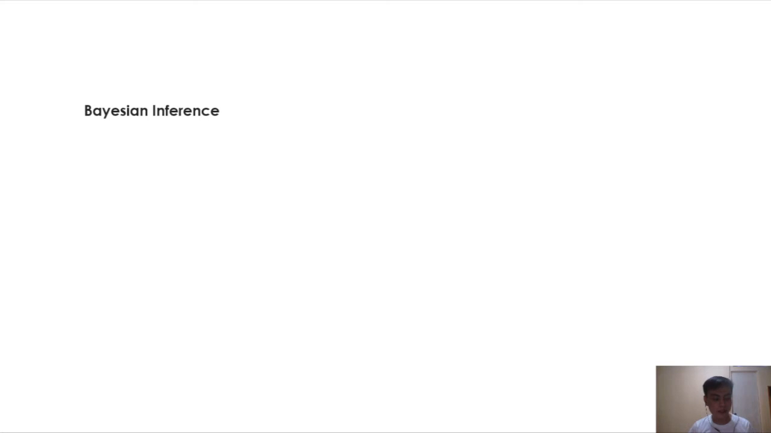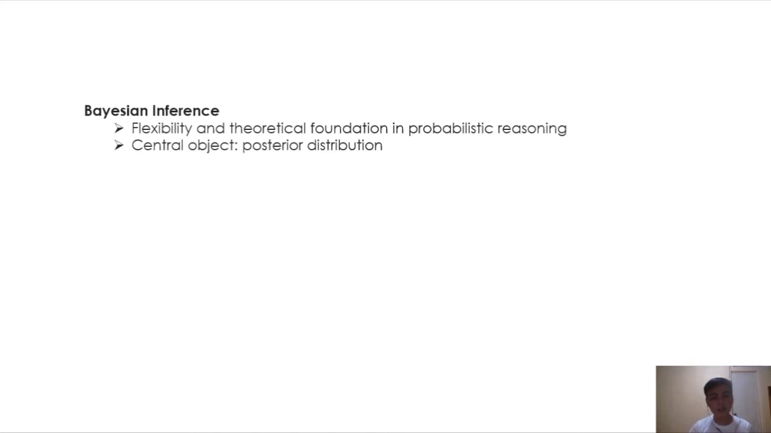So Bayesian inference has become a popular approach in machine learning due to its flexibility and theoretical foundation in probabilistic reasoning. The central object in this approach is the posterior distribution, which is the distribution of the parameter of interest given some data. Here we are required to approximate the said posterior distribution.